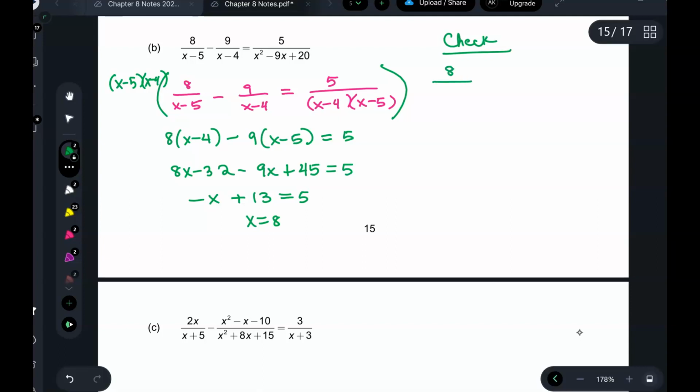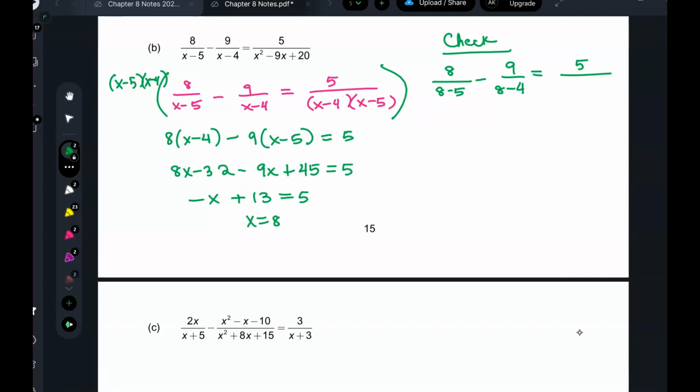So I'm going to just write it out this time. So 8 over 8 minus 5 minus 9 over 8 minus 4. What was extraneous solutions again? That's if you get an answer, but when you plug it back in, it doesn't work. So I'm just replacing with 8. Will it always work? No, it won't always work.